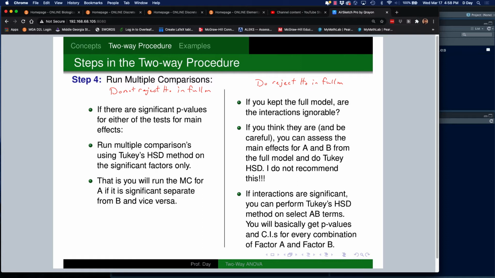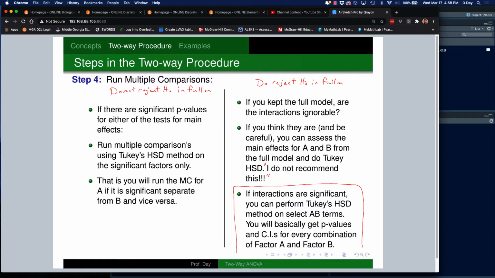If you think that these interactions are ignorable, and you have to be very careful about this, you can assess the main effects for A and B just like we did on the left-hand side when we do not reject the H0 of the full model, and do the Tukey's HSD. I don't recommend doing this because you're putting a lot of pressure on yourself, and you could be telling people things that aren't true. What's preferable is this last little bit here, and I will do an example of this, not today, but in Wednesday's recording.